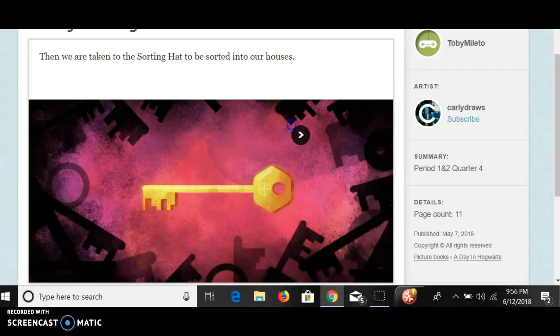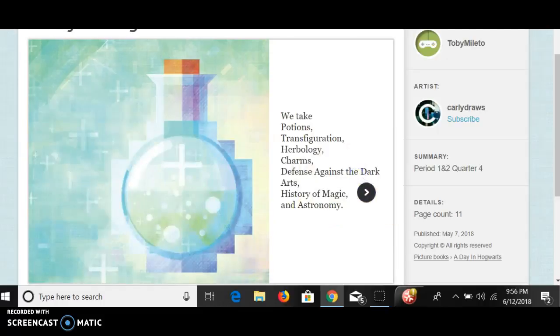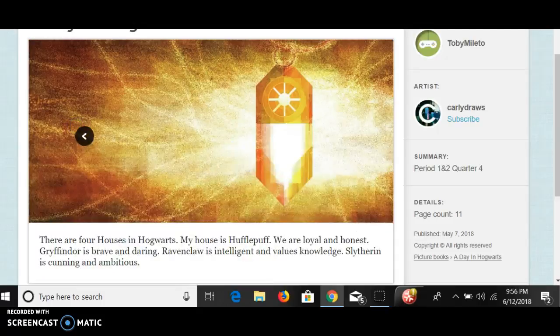And as we get further into it, you can see that the student uses the exact words from the book. So this one in particular: "My house is Hufflepuff, we are loyal and honest. Gryffindor is brave and daring. Ravenclaw is intelligent and values knowledge." So instead of finding synonyms for these words, he's pretty much taking them right out of the book.